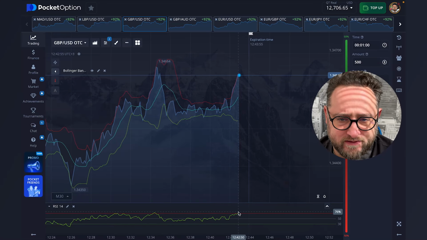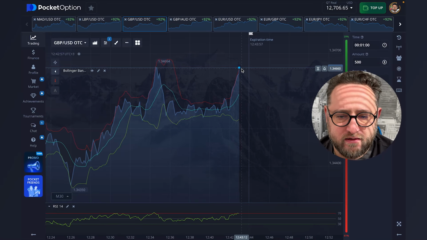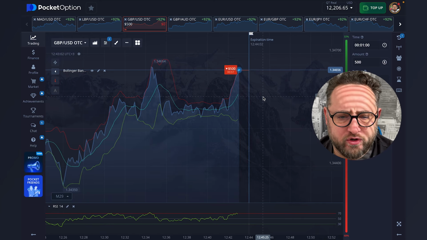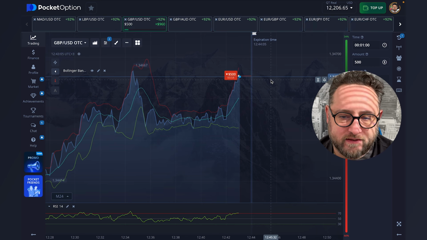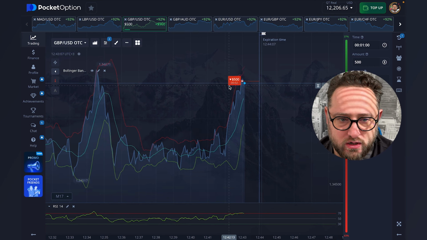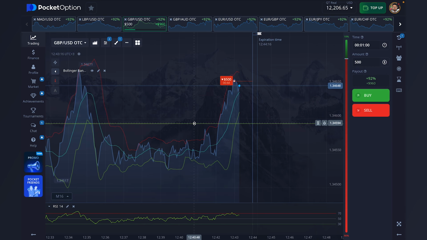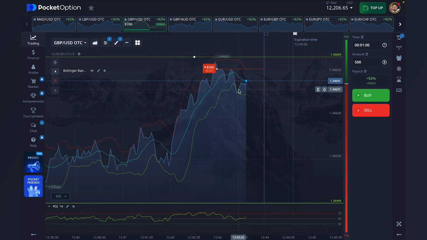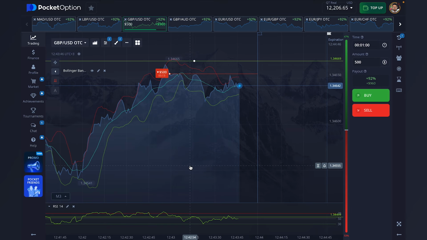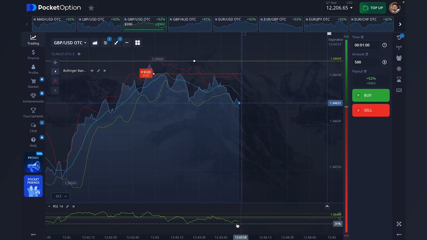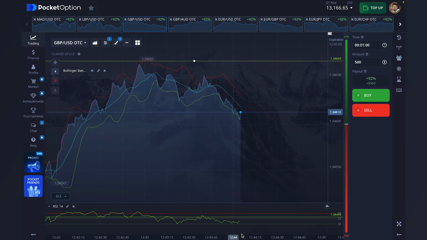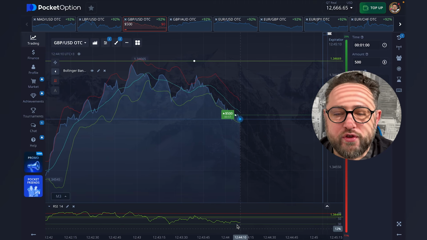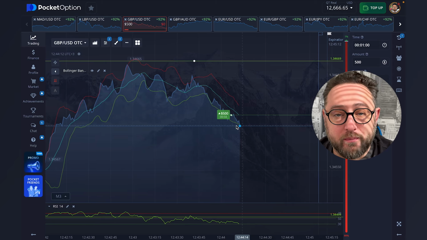Just check here. Price touches the upper band, RSI is about 70. And we see confirmation on Bollinger Bands, and we enter a sell position, like here. Now check here. Price touches the lower band, RSI is below 30, so we enter a buy position.